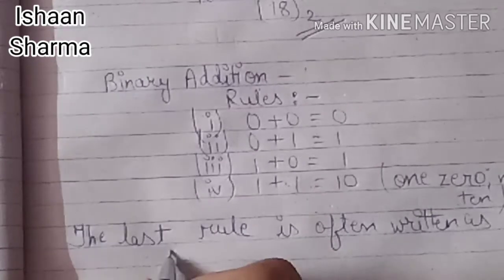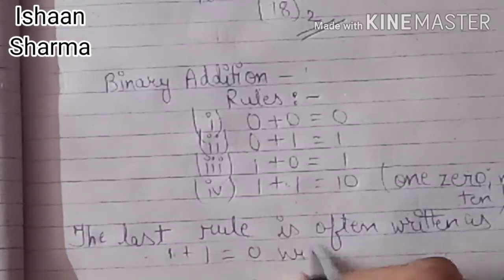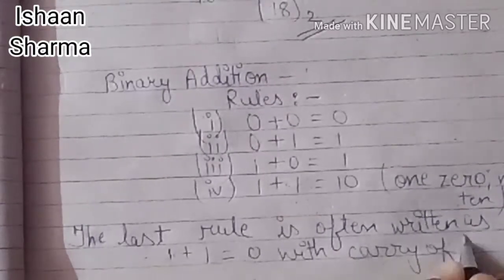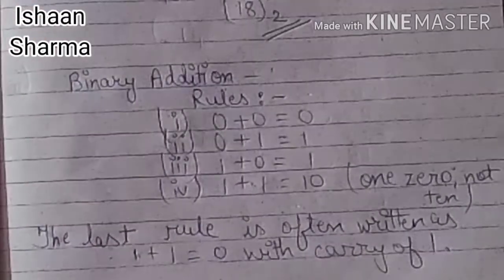1 plus 1 equals 0 with a carry of 1. Okay. Now let us take an example.